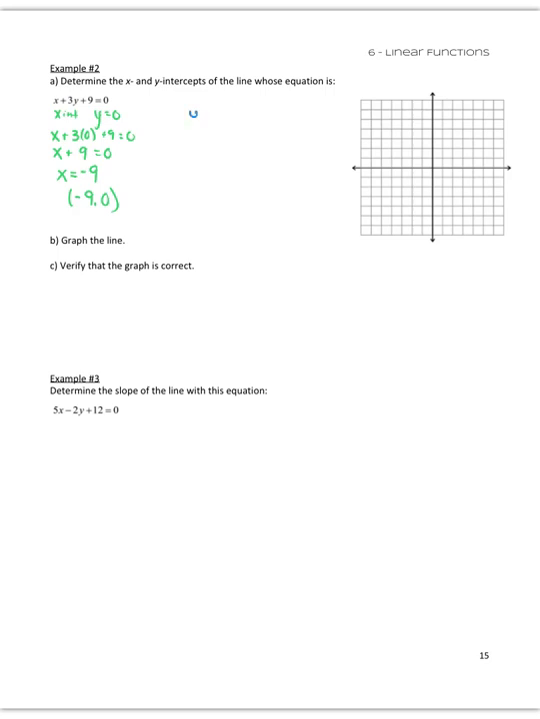For our y-intercept, this is when x equals 0. So 0 plus 3y plus 9 equals 0. 3y plus 9 equals 0. 3y equals negative 9, and y equals, we need to divide both sides by 3, so we get negative 3. Our coordinate would be 0 and negative 3. So let's plot that.